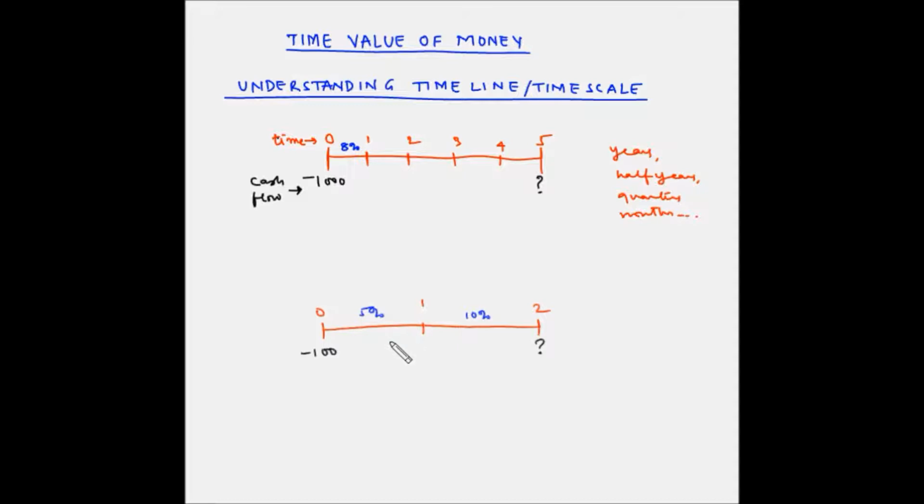Now consider the following time scale. Here, 100 rupees is the cash outflow made today, and you will receive an unknown amount at the end of period 2. Here the interest rate is 5% during the first period, but it rises to 10% during the second period. So if the interest rate is constant in all periods, we show it only in the first period as shown in the first time scale.